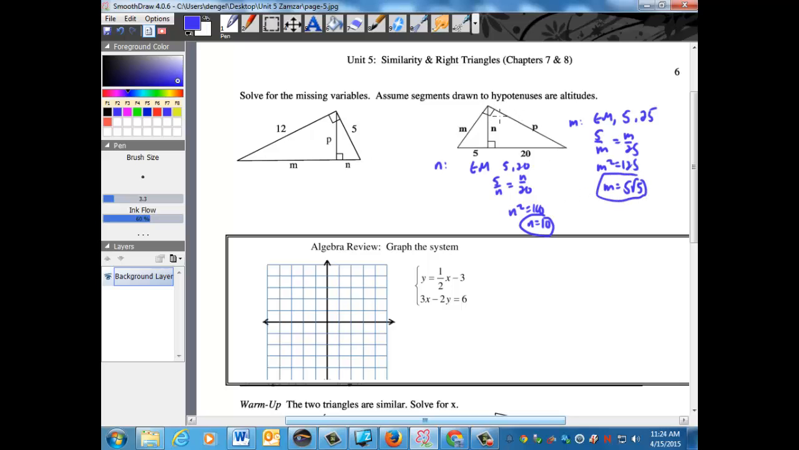Alright, and then p is also going to be a leg. So for p, we're going to take the GM of 20, which is the part, and 25, which is the whole. 20 over p is equal to p over 25. Let's multiply that out. 25 times 20 is going to be rad 500. So p squared equals rad 500. This gives me 10 rad 5.